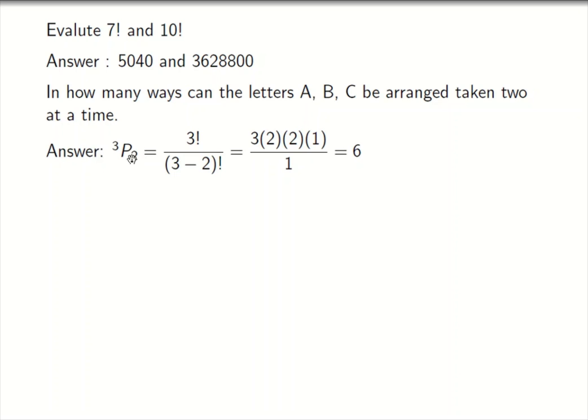So this becomes 3 permutation 2, and this is the same as 3 factorial over, oh, there's a huge mistake here. There shouldn't be any 2 here, okay? Please forgive me. So 3 factorial is actually 6, then 3 minus 2 gives me 1, and 1 factorial is 1, so 6 over 1, which is 6. You can even press this on a calculator as well. The same thing happens, okay?